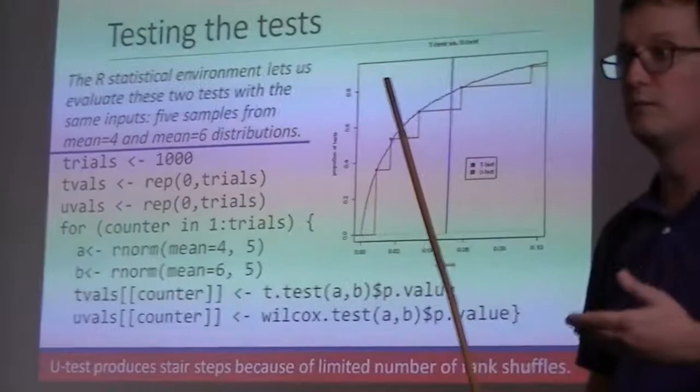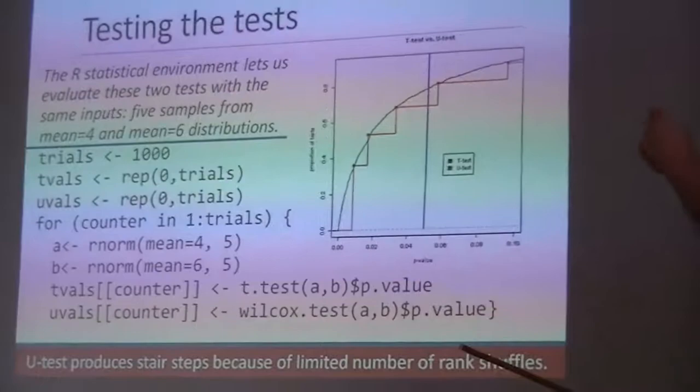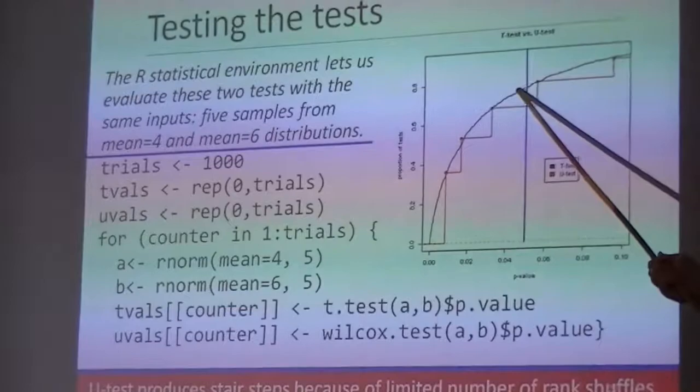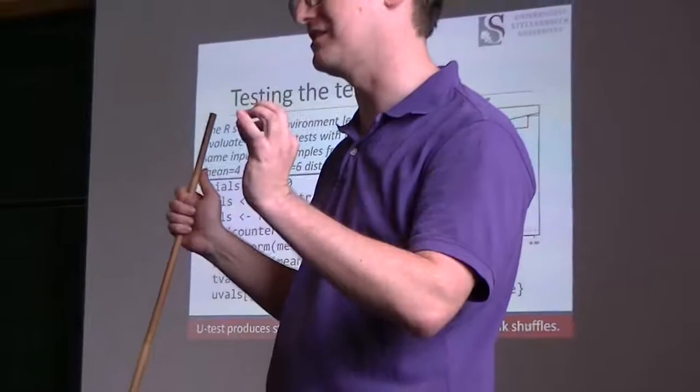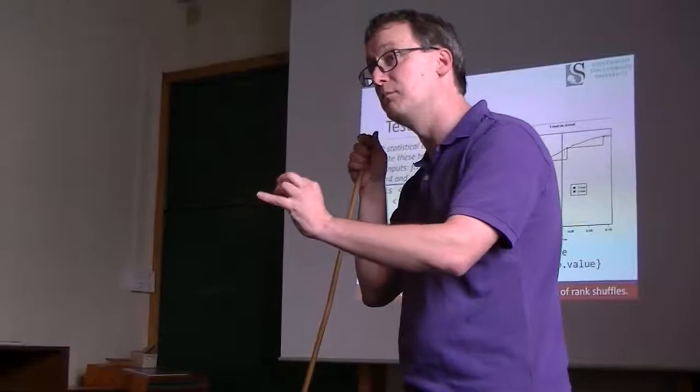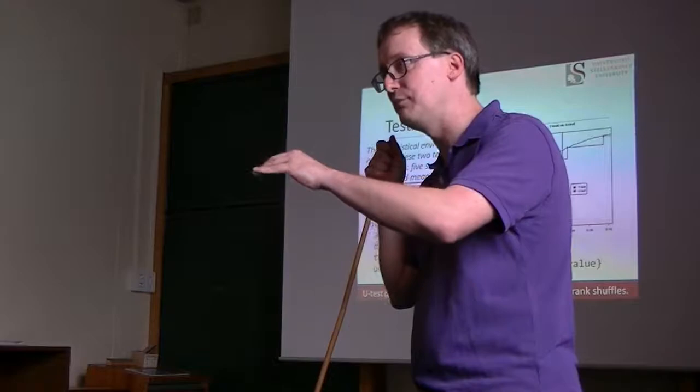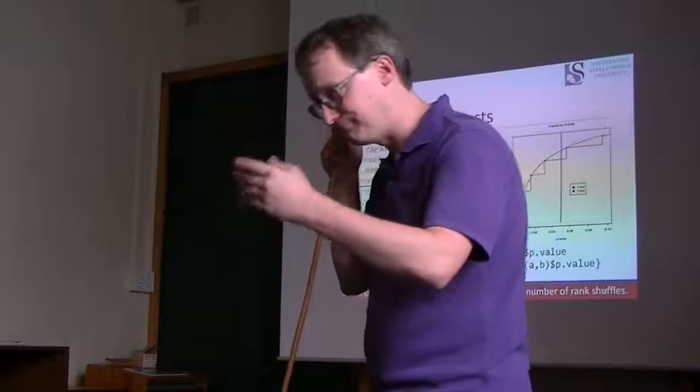So in a 5-on-5 comparison with this real difference to be found, we see that the t-test is giving us about 75% significant differences, and the U-test is giving us more like 65%. All right. So there is a cost in efficiency for using the U-test. They can produce the same p-value, but unless you have 5 or more samples in each cohort, your ability to use the U-test is going to be diminished. All right.